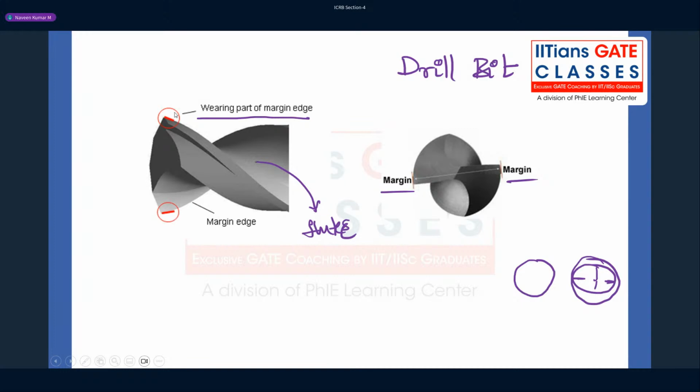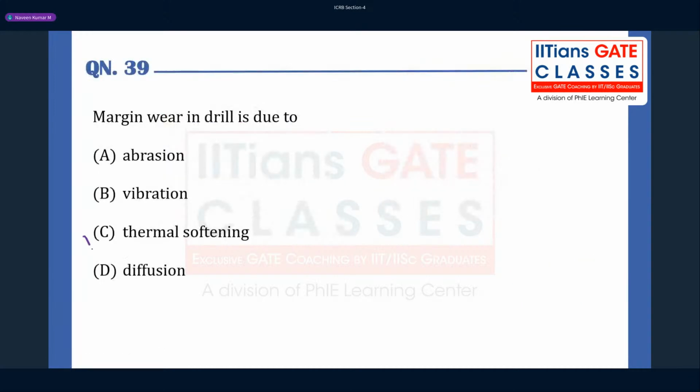Because the hardness will reduce as the softening is happening, right? So that is the reason why this wear is happening. Okay, so yeah, thermal softening is one of the answers.